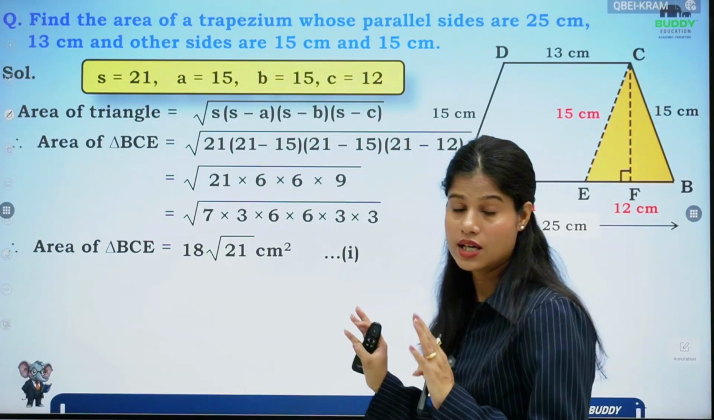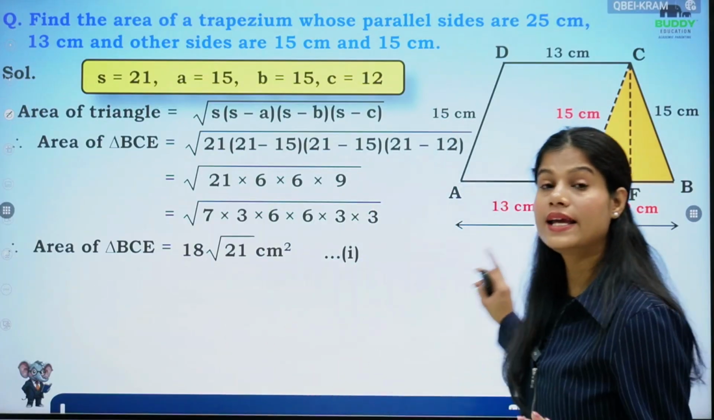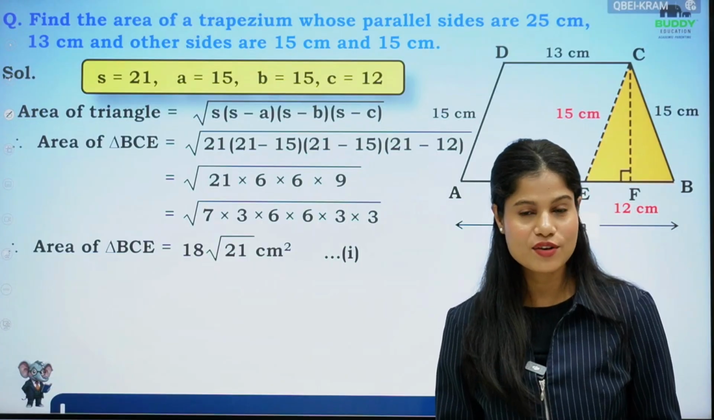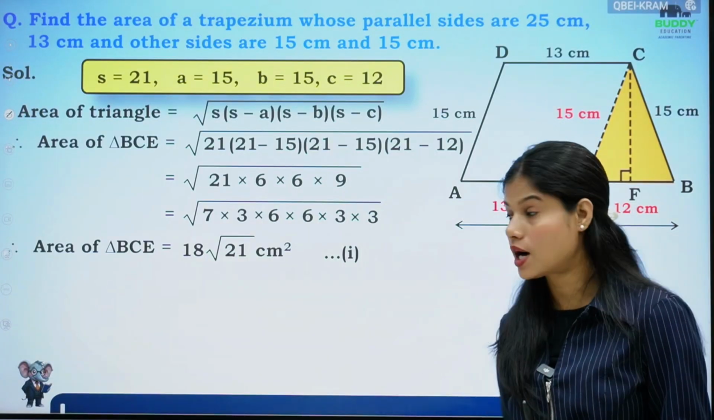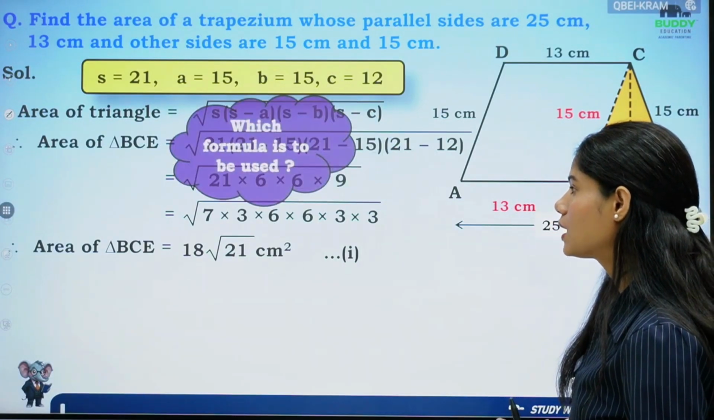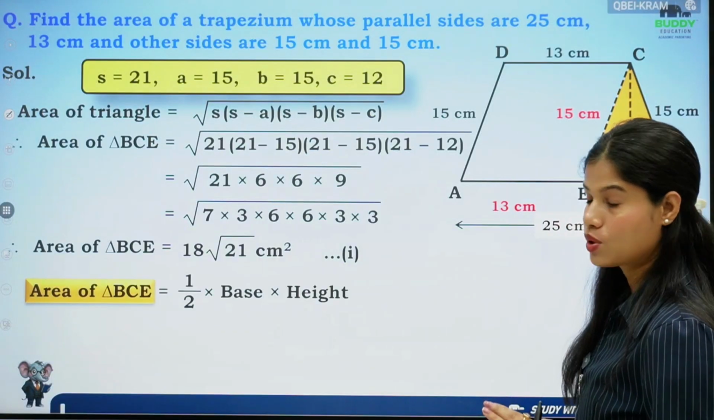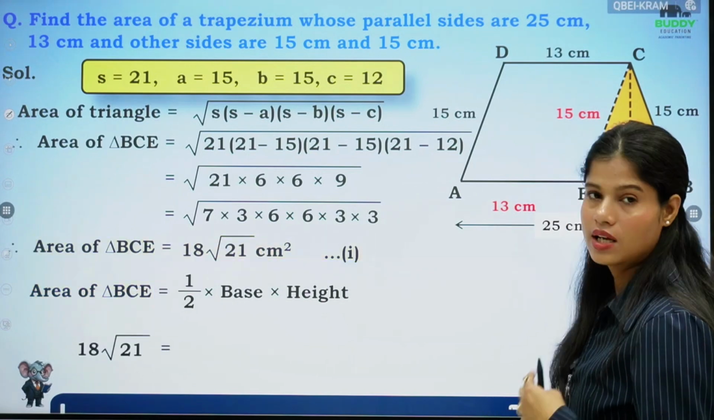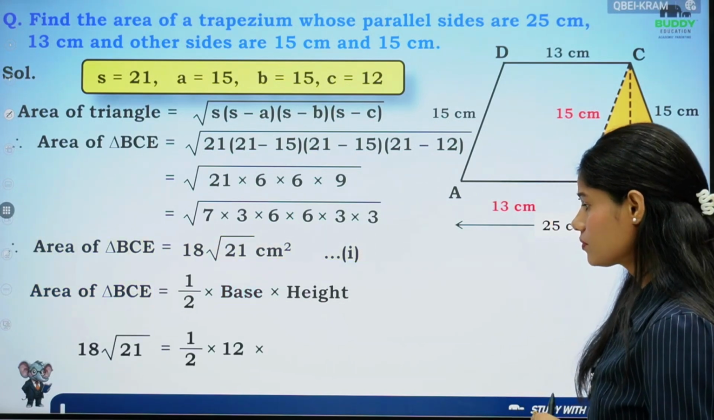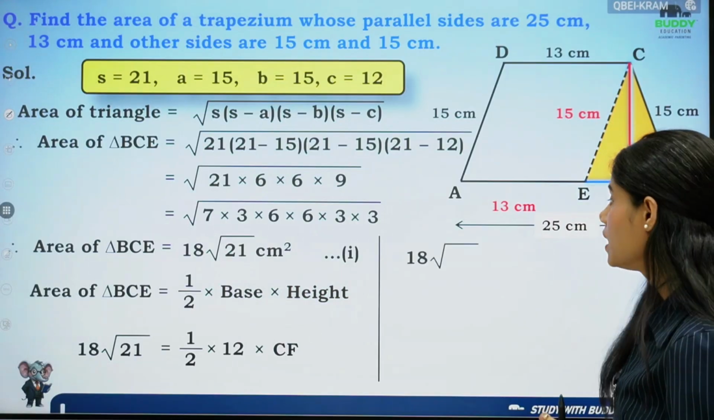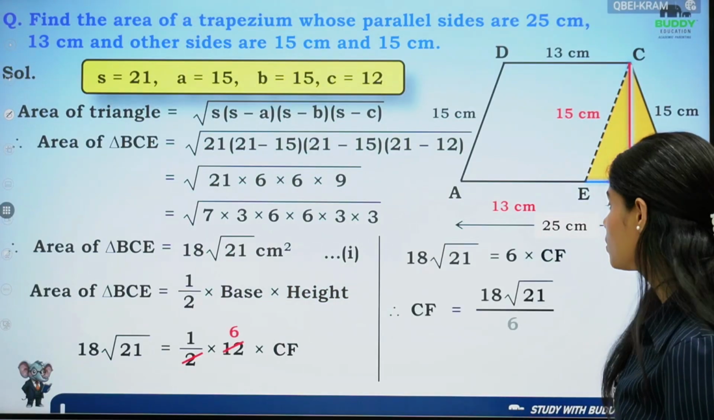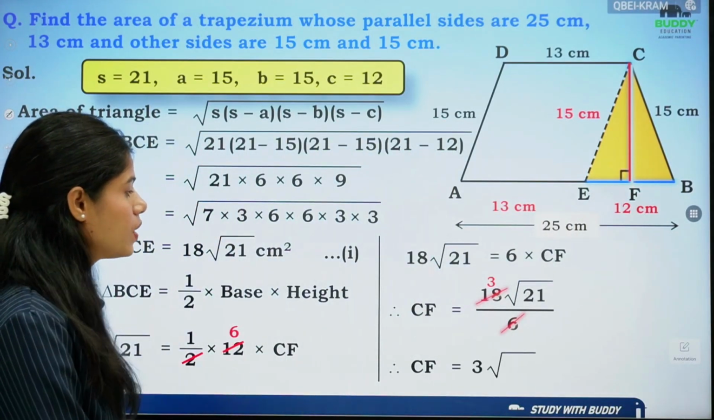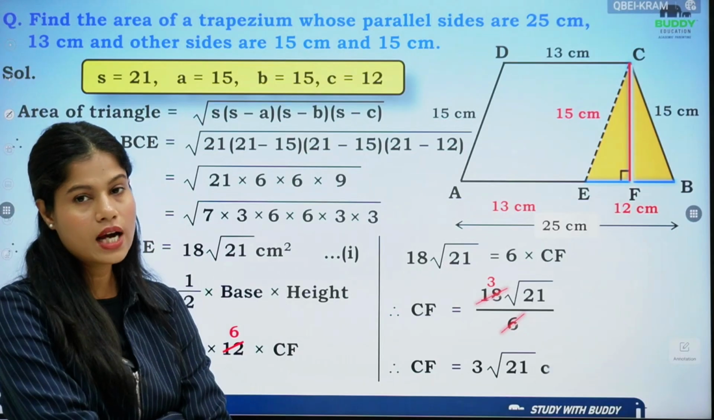Now you can stop here. This is one part you have done. Now again in this triangle, you have to use your normal formula for finding the area of the triangle, which is half base into height. So we are going to equate this thing equal to half base into height. Base is EB, which is equal to 12. Height we are interested in finding, and we are keeping it the same as CF. Now when you do certain calculation, you are going to get the value of CF as 3 square root of 21. Now you get the height.